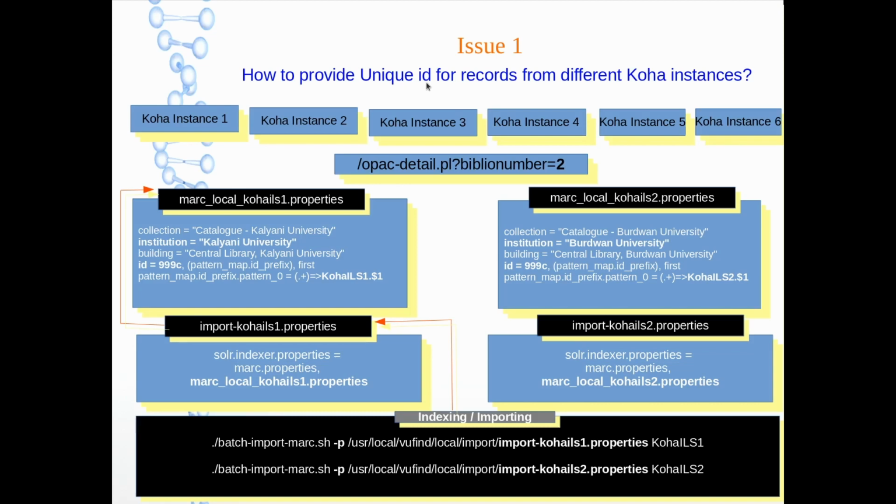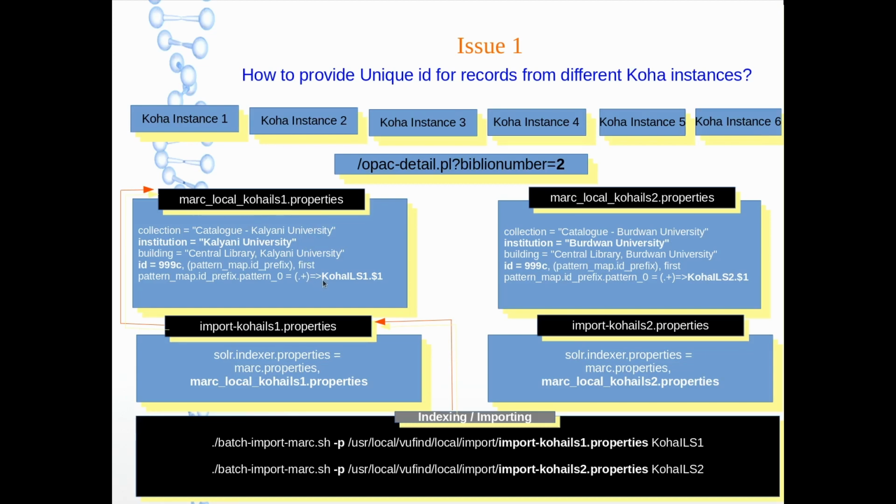Now issue 1, that is the indexing. So suppose there are 5 or 6 instances of Koha here. Each of these instances will be having a biblio number with ID 2. So when you index the first one, then you index the next one and index the third one, every time this biblio ID will be replaced from instance 1 by instance 2, then by instance 3 and so on. So at the end of indexing you will be having only the biblio ID from the last instance, that is Koha instance 6.